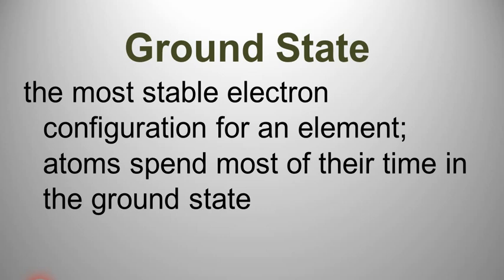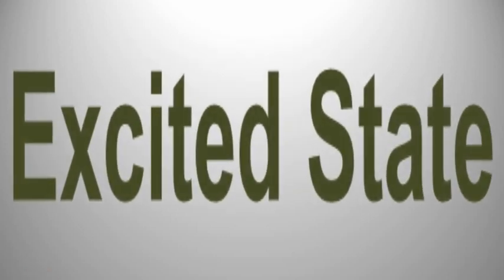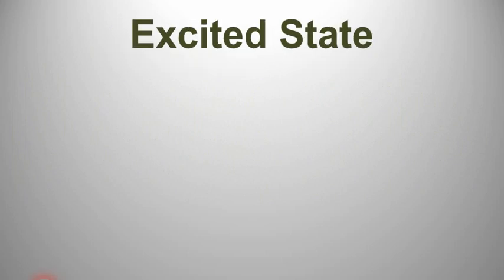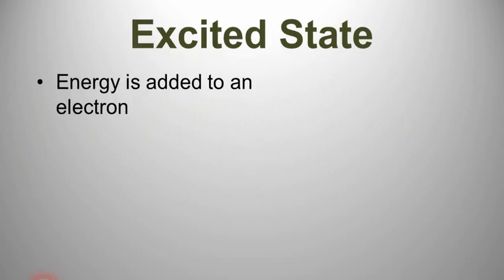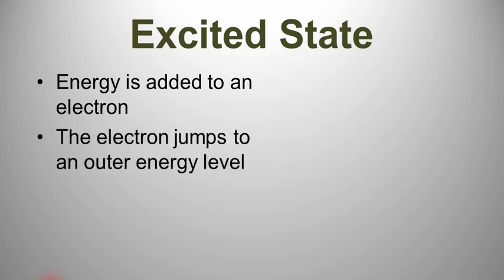Well, sometimes those electrons aren't always going to stay at home. Sometimes they go on vacation, if you will. Sometimes they move around. And just like when you go on vacation and you get excited, well, when these electrons go on vacation, they get excited as well. And so they enter what's called this excited state. And that's what happens when energy is added to an electron, and it causes that electron to jump to an outer energy level.